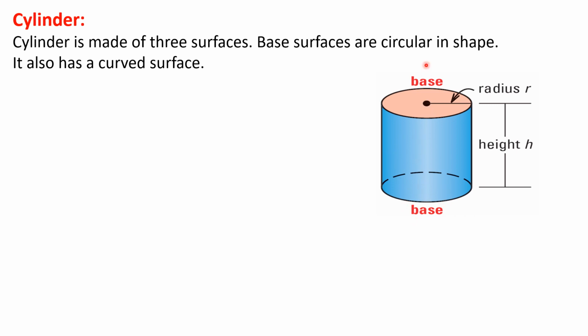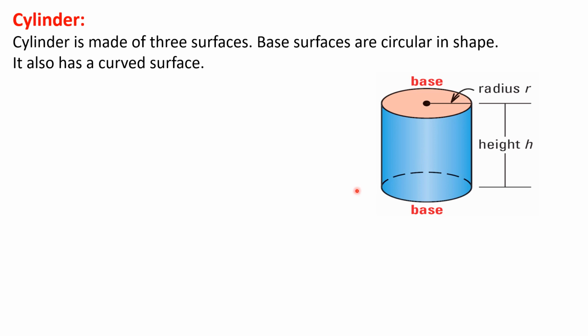Among these, two are the base surfaces. These bases are in circular shape. And this is the curved surface. So in total you will have three surfaces in a cylinder. Two are bases, that is, in circular form, top and bottom, and the lateral is the curved surface. Okay.